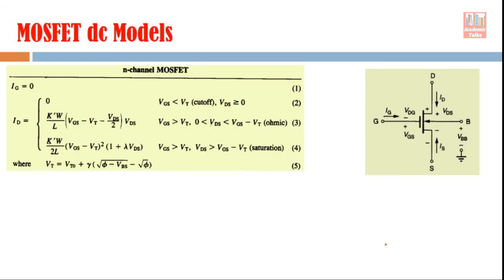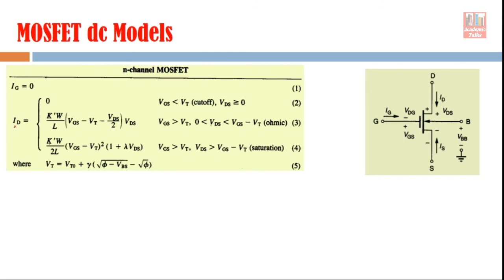Now let's summarize the n-channel MOSFET model. This is the symbol of the NMOS device, we discussed it before, and the gate current is always zero, whatever the polarities of the applied voltages, whatever the polarity of gate voltage or drain source voltage, it doesn't matter. Your gate current is always zero, because your gate terminal is separated from the channel by an insulating layer, and insulating materials don't conduct, so there is no gate current in the device. So IG is always zero.